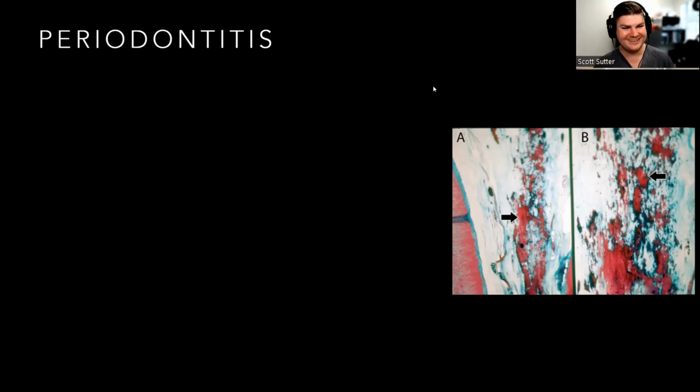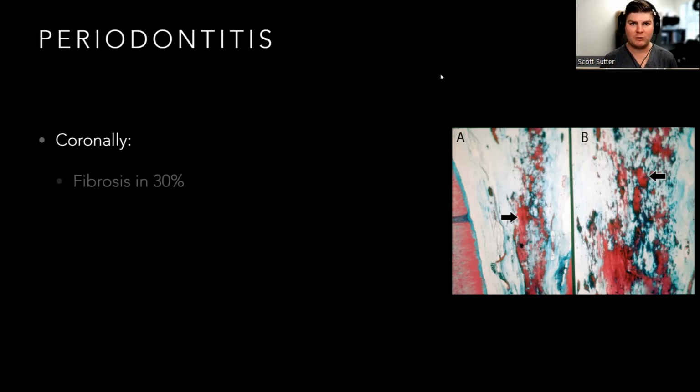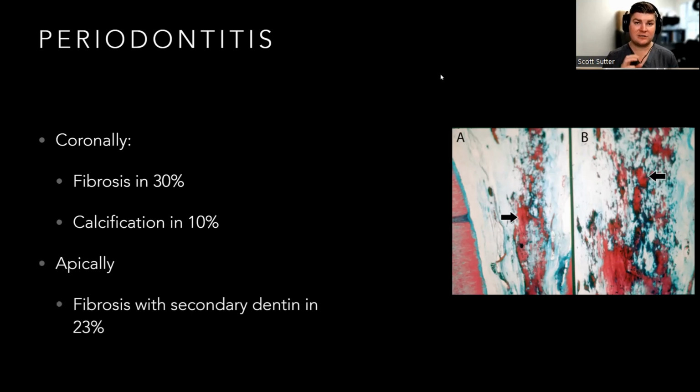So anyway, for perio, what the studies have shown is that you're not going to get as much calcification coronally. You get some fibrosis, but that's not a big deal for us. We're going to clean it out anyway. Get calcification at about 10%. The problem is in the canals themselves. Apically, you're going to start to see more secondary dentin formation with fibrosis in about a quarter of the cases, and calcification in almost two-thirds of them.